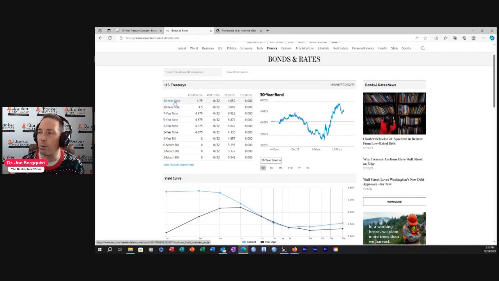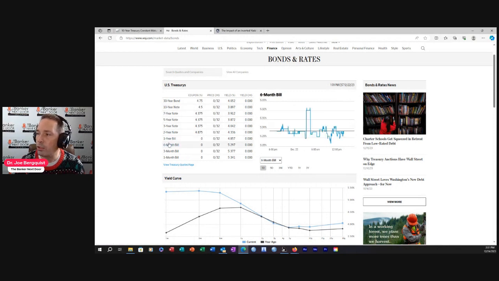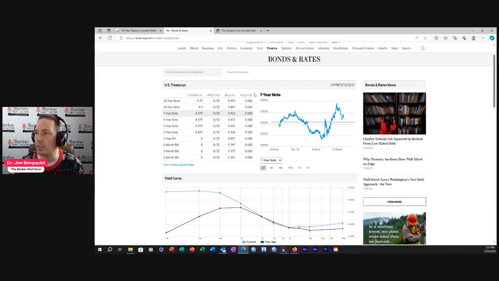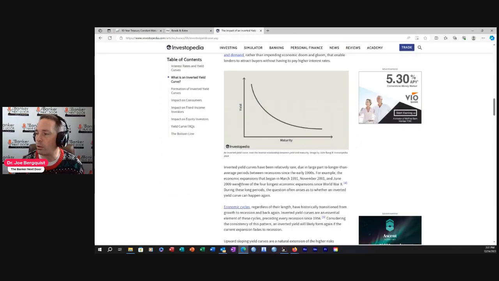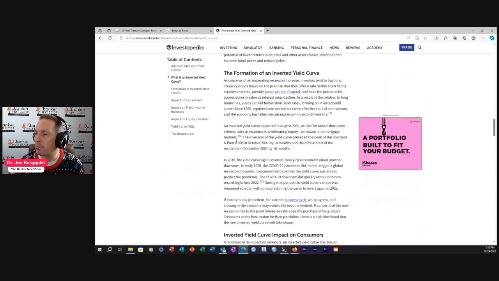So we're looking at the 30-year bond and the 10-year bond, and then we're going down to the notes. And you can see here as we're going down, the yields are getting higher. In other words, your 3-month T-bill is much higher than your 10-year note. The 3-month T-bill is at 3.577. Your 10-year note is at 3.87. So in other words, your short-term bonds are much higher than your long-term bonds, thus creating the inverted yield curve.